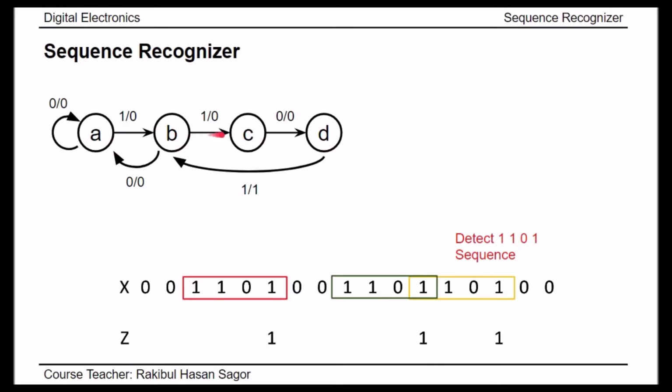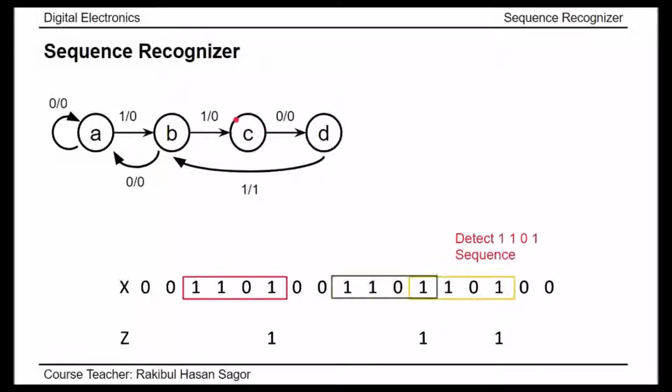Now being at C, if we get 0, it will move to D. Fine, this is our normal sequence. But being at C, what will happen if we get 1? Whenever we are in this C position, what does that mean? We have already got 2 1s. First one, second one. That's why we are in C position.